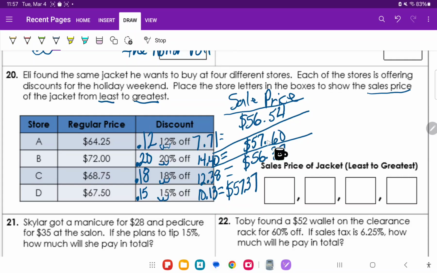Okay, so now they want the least to the greatest. So the smallest of these is the 56.37, which is store C. So that's the smallest. Then the next one, we got 56.54, so that would be the next. And then after that, we got a 57.60 and a 57.37. So 37 is less than 60. So that would be D, which would leave us with A, like that.